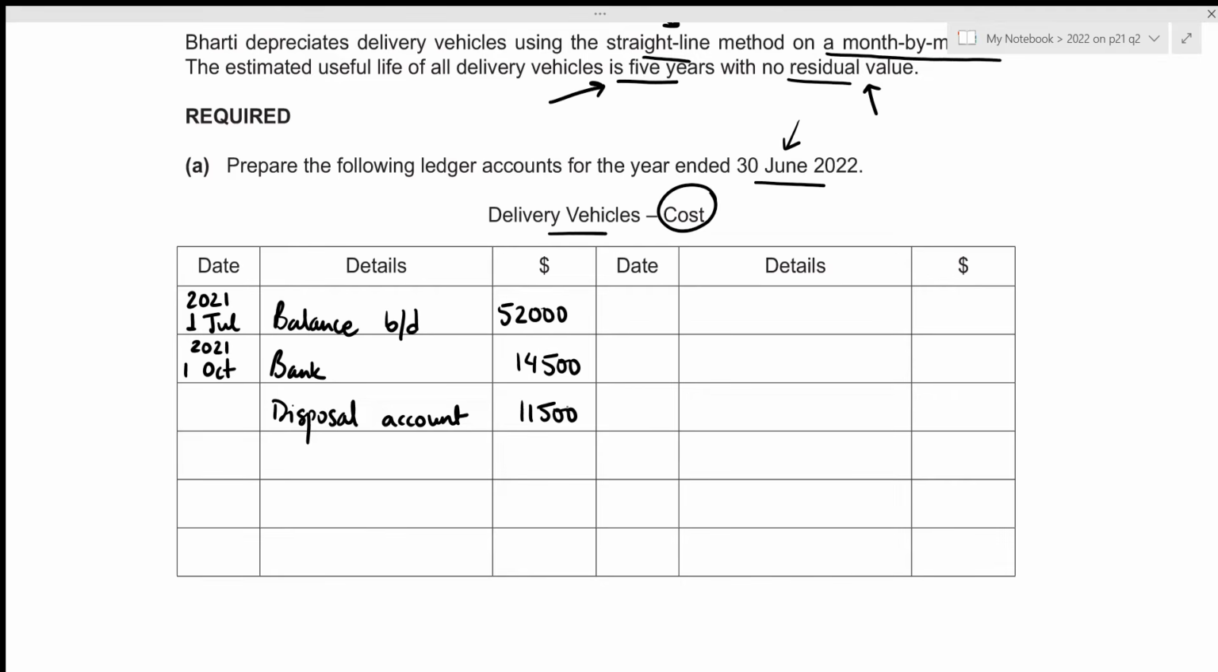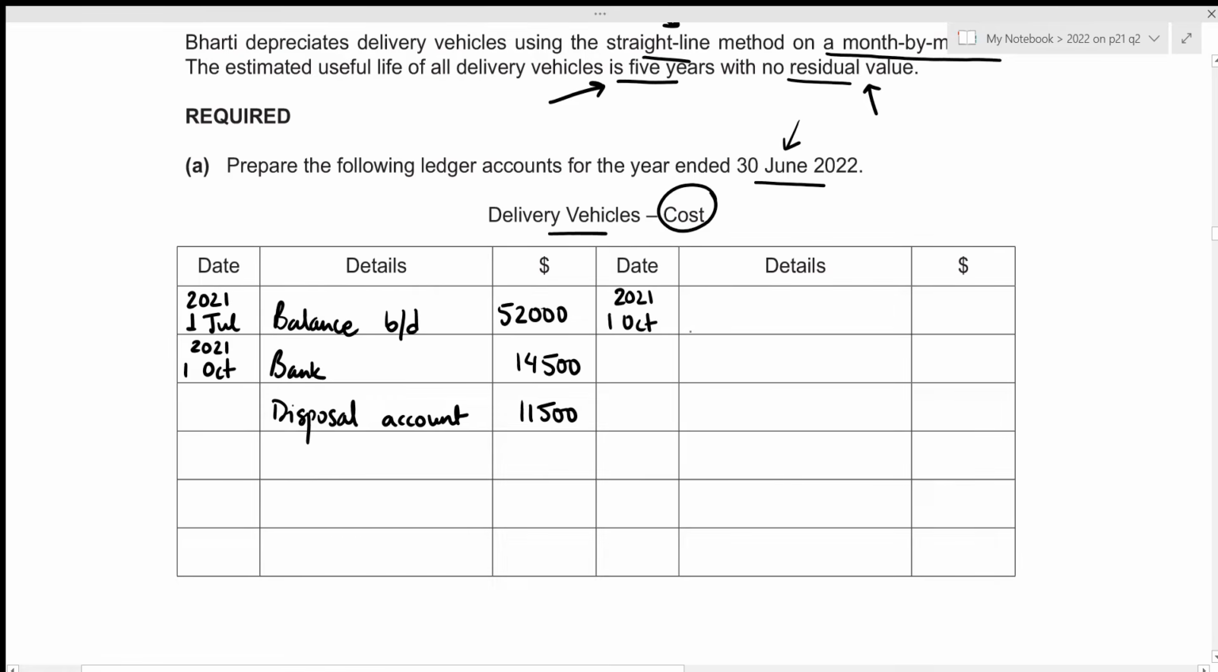Now remember, while purchasing the new delivery vehicle 3, we also got rid of our delivery vehicle 1. So the cost of the delivery vehicle 1 should be now deducted from our accounts, right? And the reduction in value of the cost should always be recorded on the credit side. So now we will be recording it right here. And it was also part exchange at the date of 1st October. So the date is 2021 1st October.